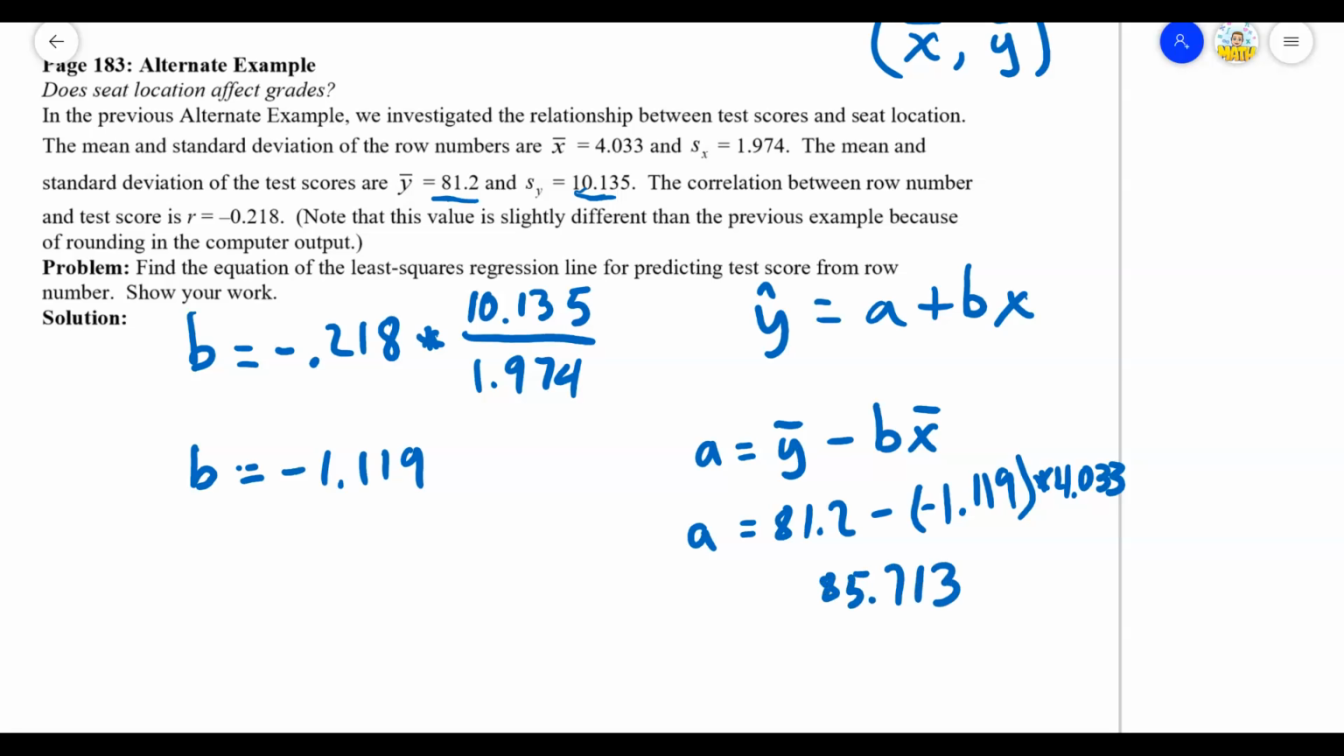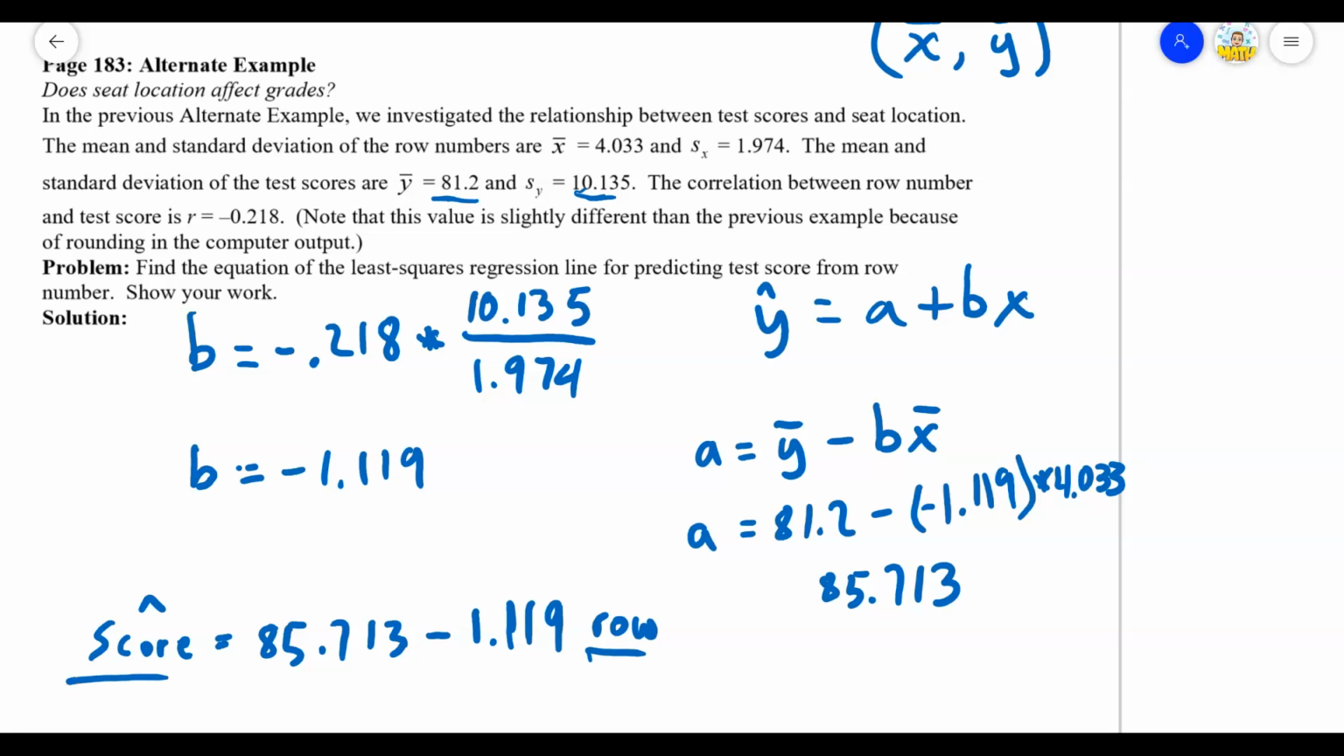So we're going to say score predicted equals 85.713 minus 1.119 times the row. Right? So notice I keep everything in context, predicted score and row, so there's no confusion about what this least squares line is predicting.